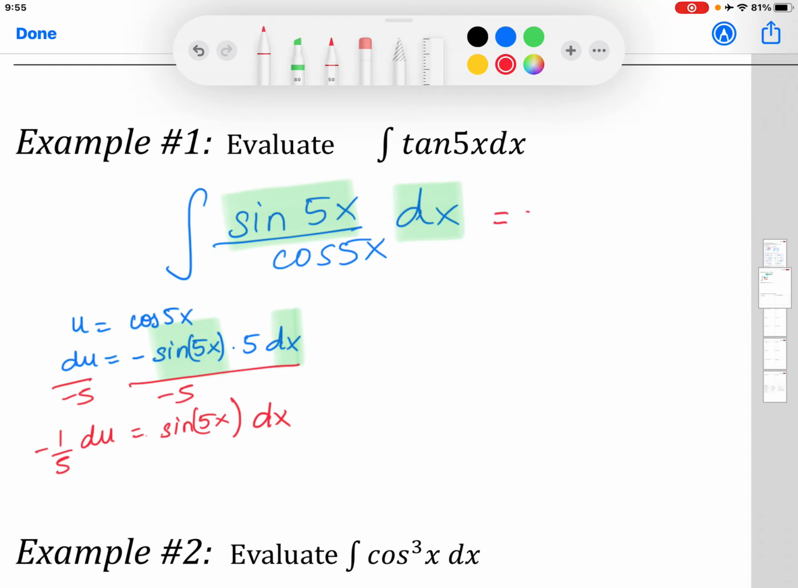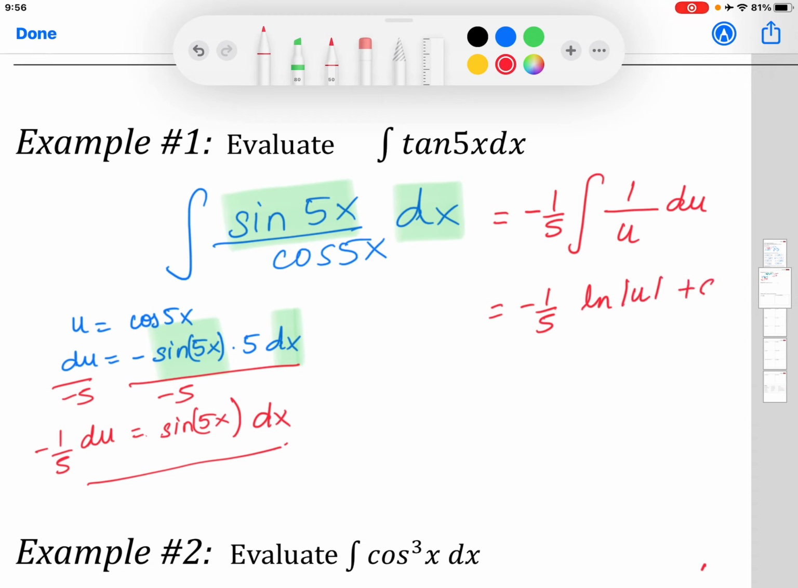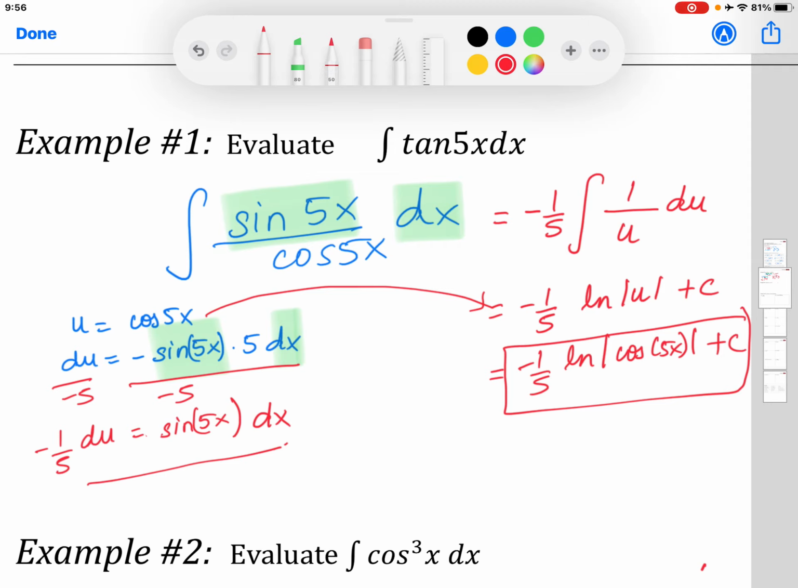So this integral would be negative 1/5. I'm going to replace sine 5x dx with this. And then cosine 5x was 1 over u du. So the integral of 1 over u is negative 1/5 ln of absolute value of u plus c. You're going to replace this back in here. So negative 1/5 ln of cosine 5x plus c. And that is your answer.